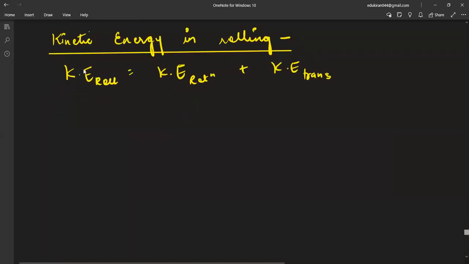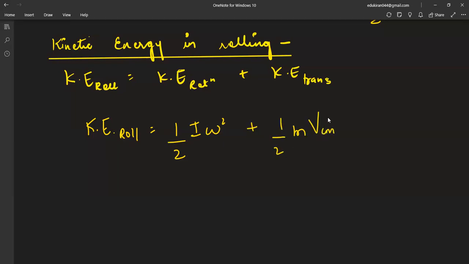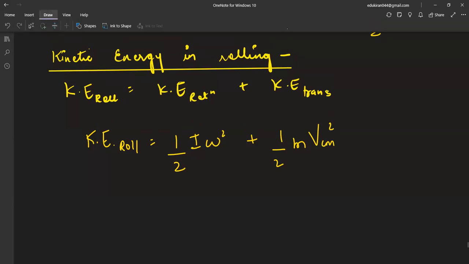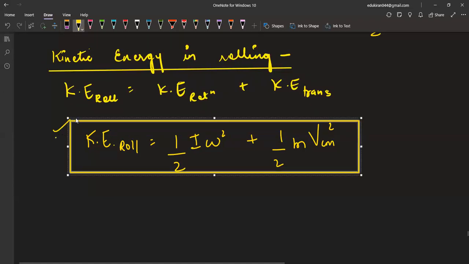Now coming to kinetic energy in rolling. When we talk about kinetic energy in rolling, it is a combination of kinetic energy in rotation and kinetic energy in translation. So the formula for kinetic energy in rolling will become: kinetic energy in rotation is half I omega square, and kinetic energy in translation is half m velocity of center of mass square. So the total formula that you have to study is this only. This is the total equation.